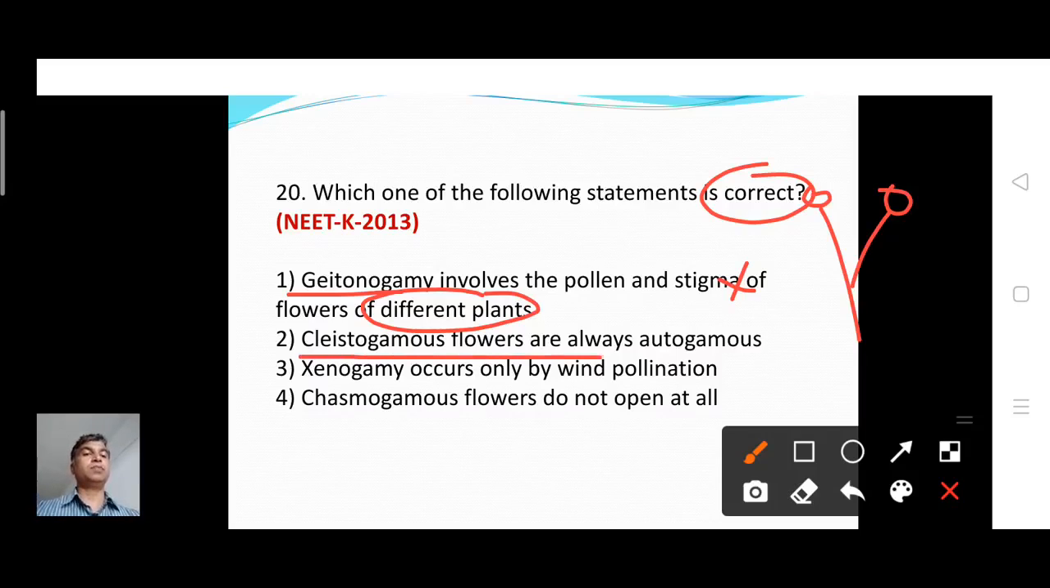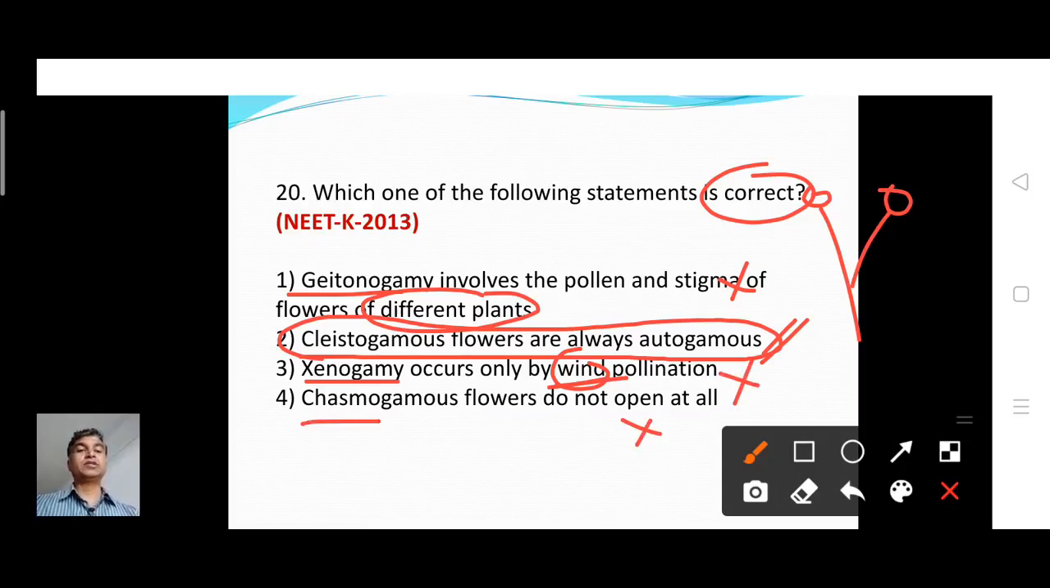Again, this statement is repeatedly asked. It comes in every question paper. Cleistogamy means it is a closed flower, so it must be self-pollination. This statement is correct. Xenogamy occurs only in wind pollination? Xenogamy means cross-pollination. It does not always depend on the wind. It depends on water, otherwise insects, whatever the pollinating agent may be. It is not always wind pollination. This is also wrong. Chasmogamous flowers do not open at all? Yes, this is completely wrong. Chasmogamous means open only. Chasmogamous flowers open and expose the anther and stigma to the environmental factors.